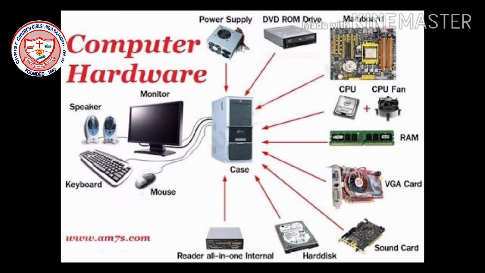Computer hardware includes the physical parts of a computer, such as the case, central processing unit or CPU, monitor, mouse, keyboard, computer data storage, graphics cards, sound cards, speakers and motherboard. These are the parts of a computer which can be physically seen and touched.